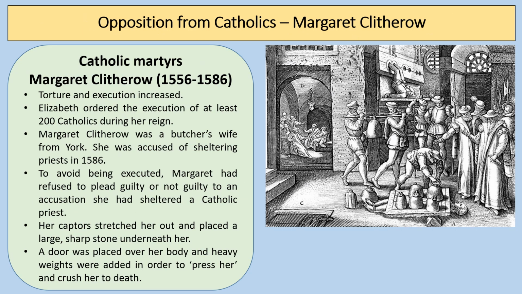So just a bit of a case study here of Margaret Clitherow, who lived from 1556 to 1586. She's a good example of how torture and execution increased against Catholics. Elizabeth ordered the execution of at least 200 Catholics during her reign. She was a butcher's wife from York, accused of sheltering priests in 1586. She refused to plead guilty or not guilty to an accusation that she'd sheltered a Catholic priest and gone against the Act against priests. Her captors stretched her out, placed a large sharp stone underneath her, and a door was placed over her body, and heavy weights were added in order to press her and crush her to death. So that shows you some of the brutality of Elizabeth's actions during her rule.